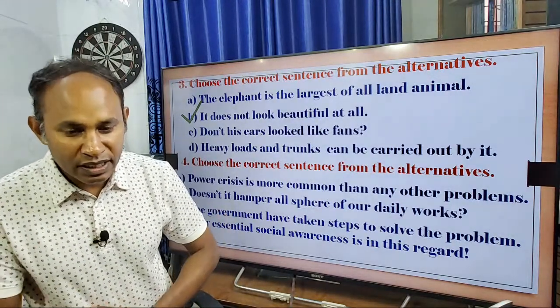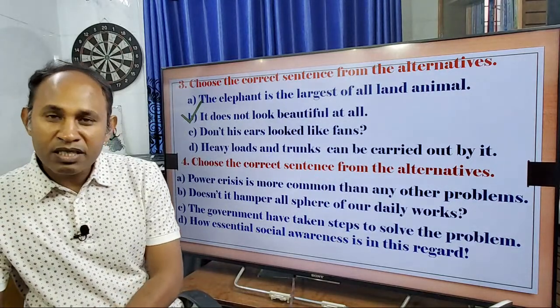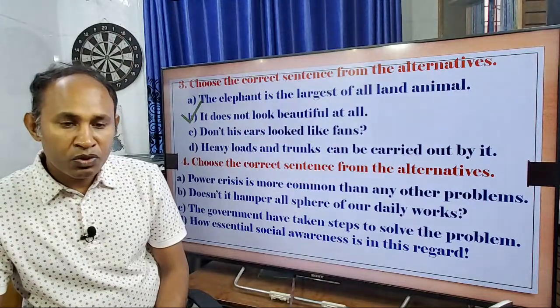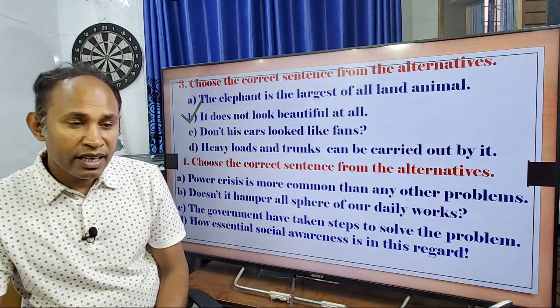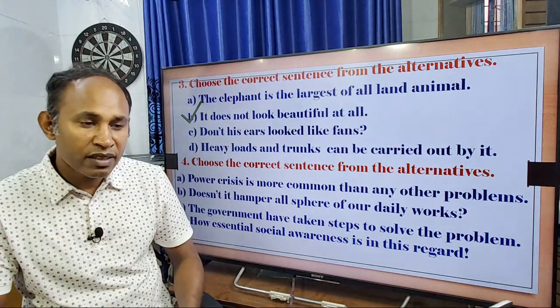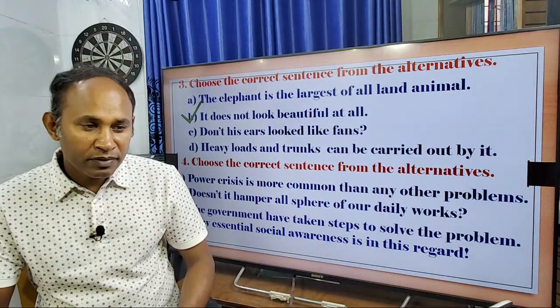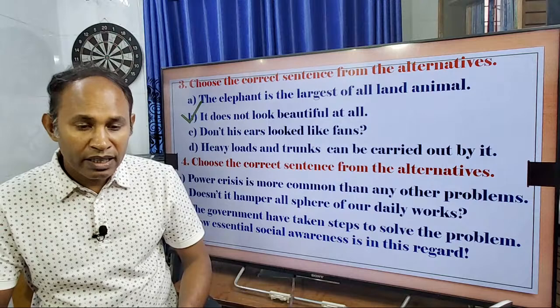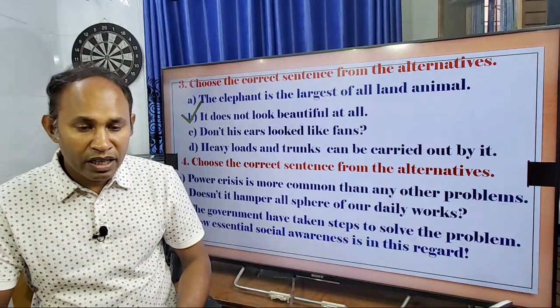Don't get frustrated actually. This type of questions are very new to you. Usually this type of questions come to the competitive tests like university admission test and BCS exam, that's why this is somehow very unfamiliar to you and it may seem tough to you. Okay, you mention the number and write down the answer.